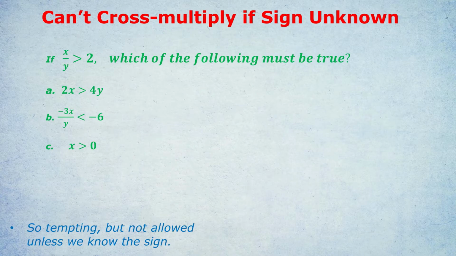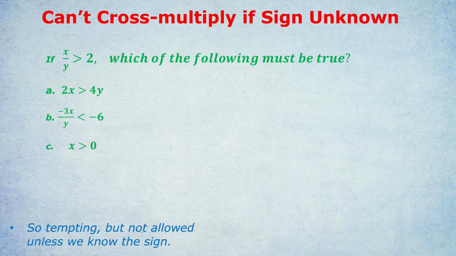Here is an inequality topic that many people get wrong. If I showed most people the inequality up here in the top left, x over y is greater than 2, you know what most people would do? They would multiply both sides by y and tell me that x is bigger than 2y. But we can't do that. Why can't we do that? You can't cross multiply with an inequality if the sign is unknown.